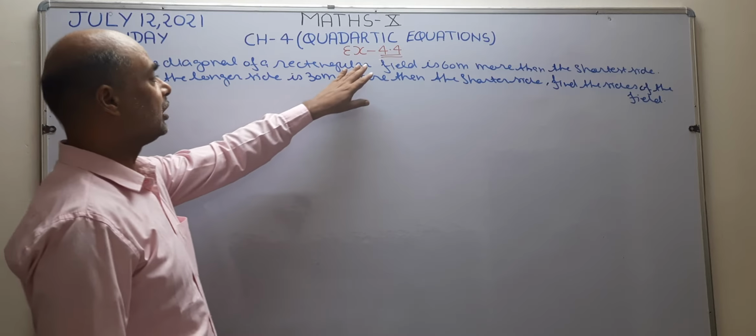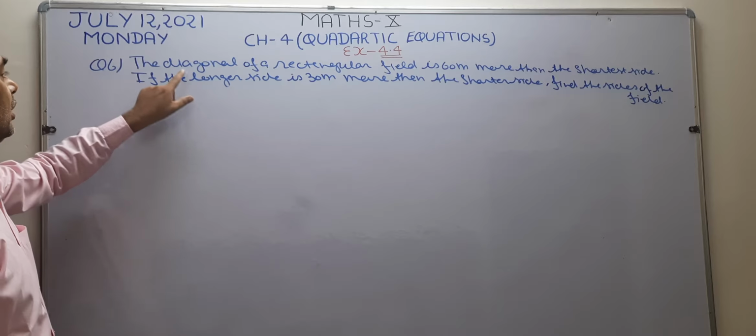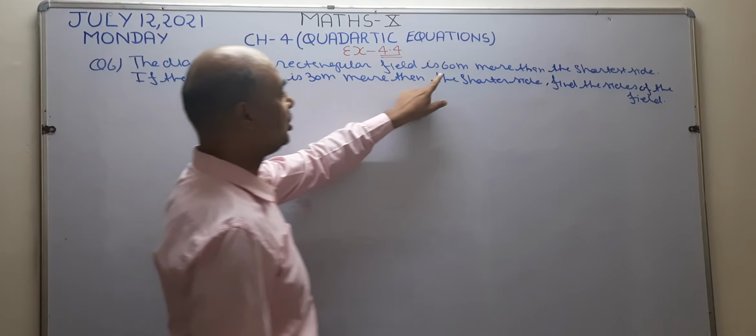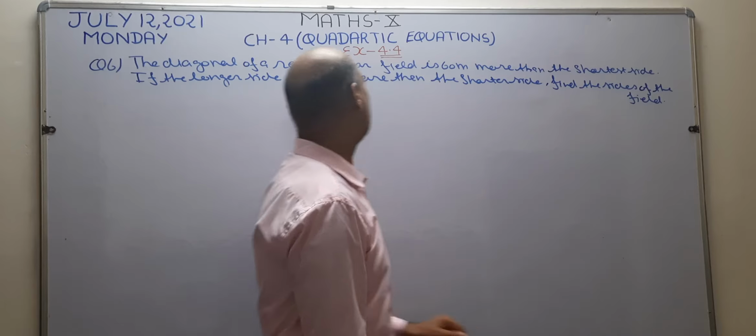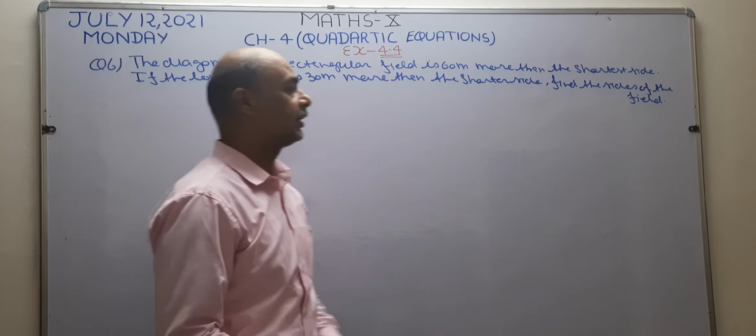Students, today we are going to start exercise 4.4 from question number 6. I am going to read the statement first. The diagonal of a rectangular field is 60 meter more than the shortest side, and the longest side is 30 meter more than the shortest side. Find the sides of that rectangle.